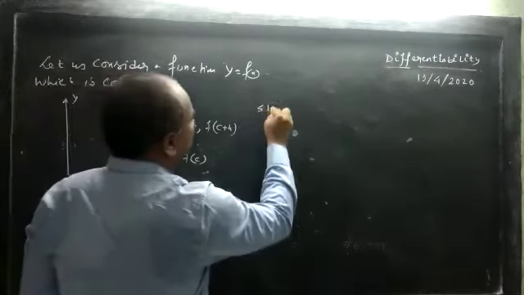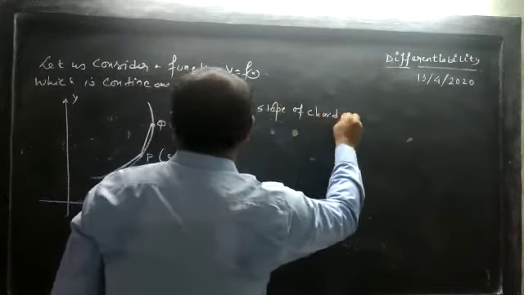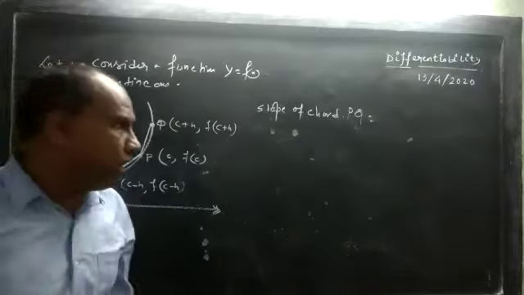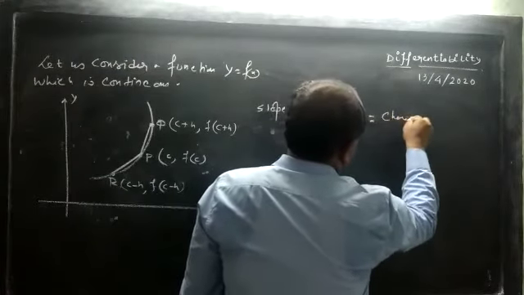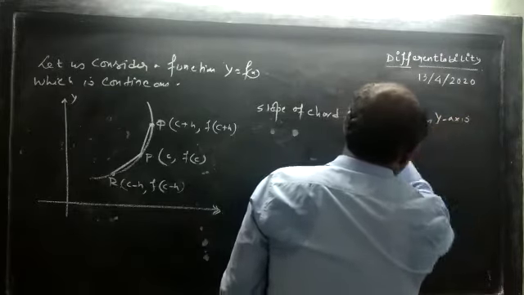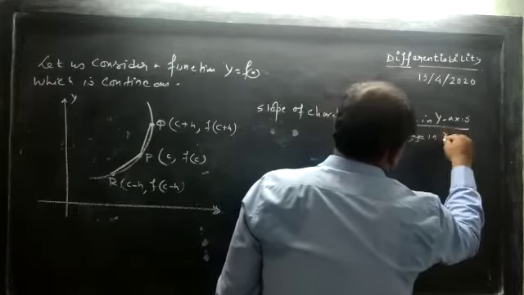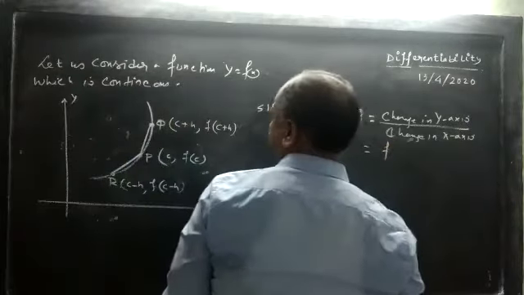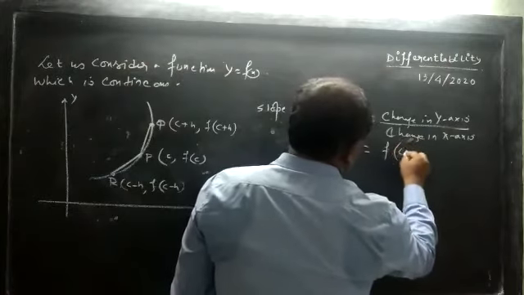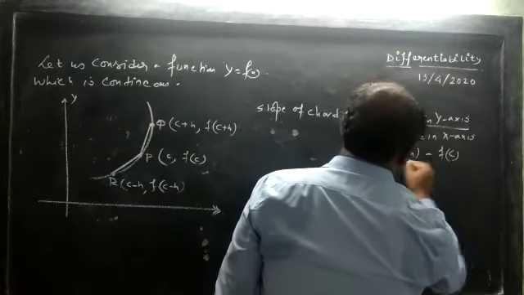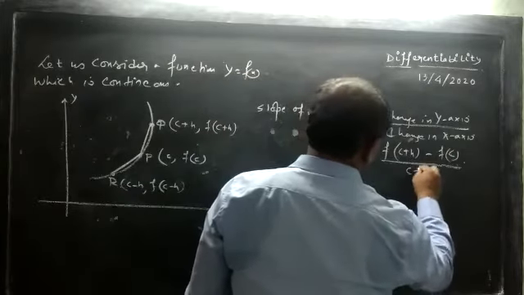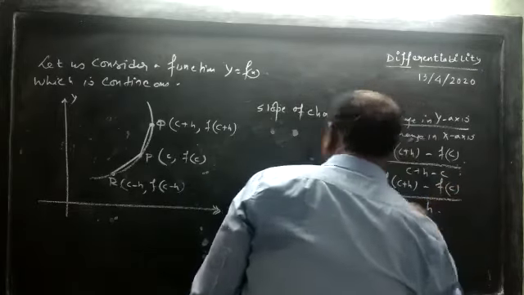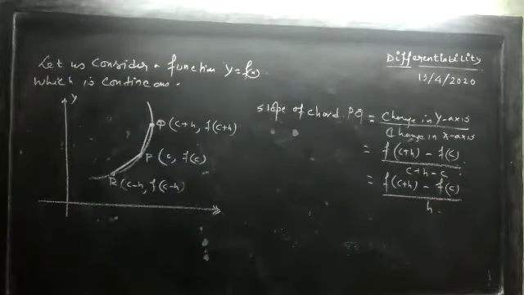First we'll find the slope of chord PQ. We know how to find the slope: the change in y by the change in x. So y2 minus y1 is f(C plus h) minus f(C), divided by C plus h minus C. That is f(C plus h) minus f(C) by h. Okay, we got the slope of PQ.